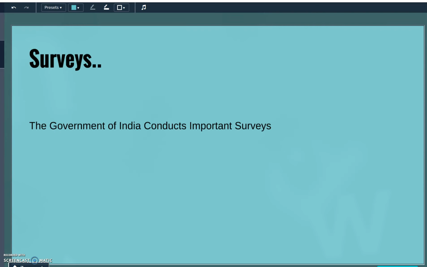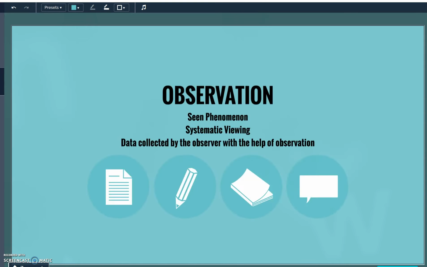Surveys. Now, what is surveys? Basically, the government of India conducts important surveys. You can conduct important surveys, surveys to collect the data you require to answer your research problems. There are several ways you can conduct a survey. Let's move on to observations.